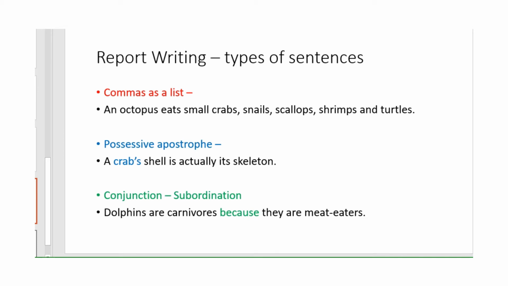And then I've got a possessive apostrophe sentence. Look, possessive means it belongs, doesn't it? So in this instance, it's the crab's shell. So a crab's shell, you can see where the apostrophe goes before the S. So a crab's shell is actually its skeleton. And then we've got a subordinating conjunction because, look, dolphins are carnivores because they are meat eaters.